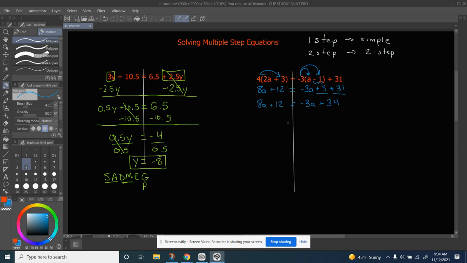So you'll notice now that I'm in a similar spot to where I was when I began the problem on the left-hand side. I have variables on both sides, and I have constants on both sides. So the first step for me is let's get our variables together. I have an 8a and a negative 3a. I'm going to move the negative 3a, so we're going to add 3a, noticing that negative 3a plus 3a cancel out to 0. And I'm going to add 3a on the left side. And I get 11a plus 12 is equal to 34.